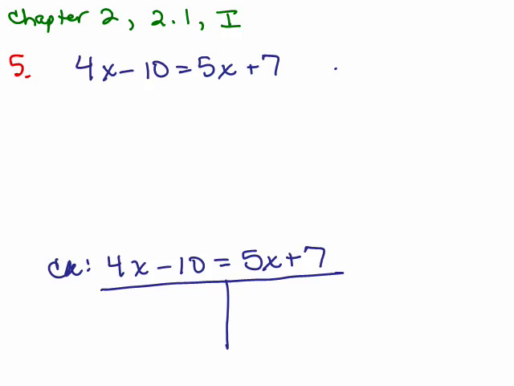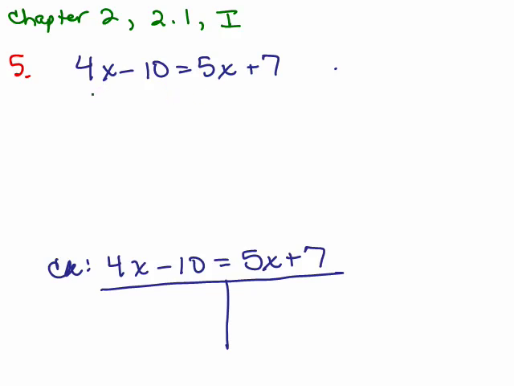Alright, we're still in Chapter 2, Section 2.1, Part 1, and we're on number 5, Solving and Checking Equations. So we have this problem, 4x minus 10 equals 5x plus 7. So we have both variables and constants on both sides of the equation. So we can use the addition property to get the variables on one side and constants on the other.